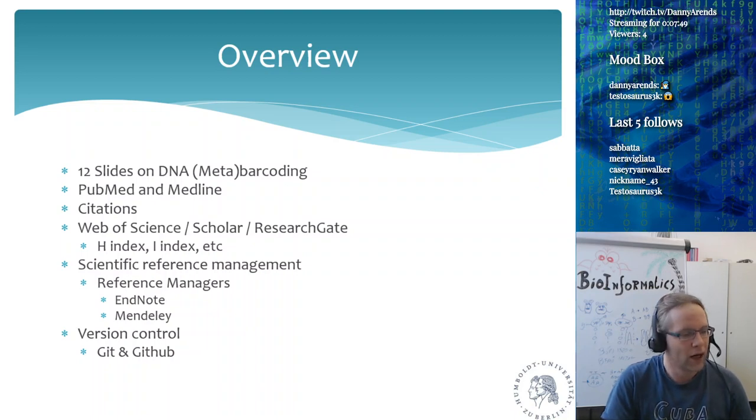And finally, since we're talking about literature and these kinds of things, I also wanted to talk about version control. So what is Git? What is GitHub? What are different version control systems? Because when you are starting to write code, version control can and will save your ass many, many times, which is good. So you should use one. But first and foremost, we will be doing the assignments from last lecture.